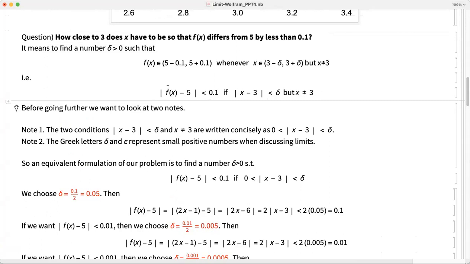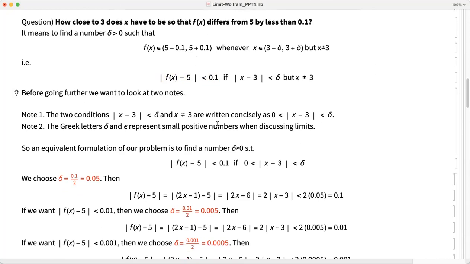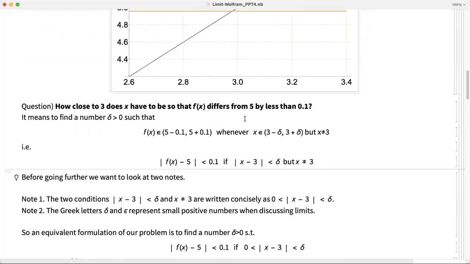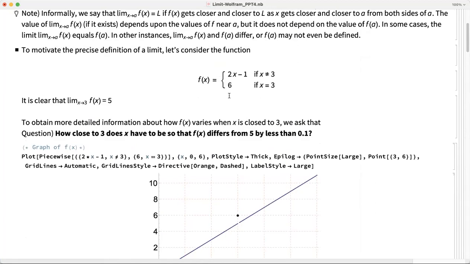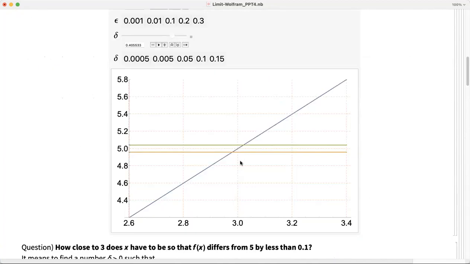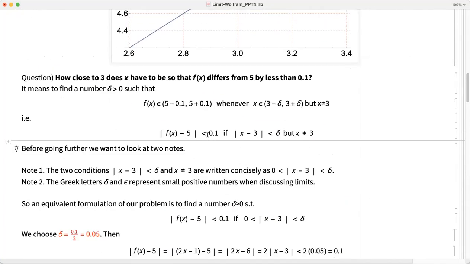I know this is a specific example. Here epsilon is replaced by 0.1. Anyway, now we want to generalize this expression for any value of epsilon. So what was f of x? f of x is the piecewise polynomial function, right there. And last time we got the answer to the question: how close to 3 does x have to be so that f of x differs from 5 by less than 0.1?